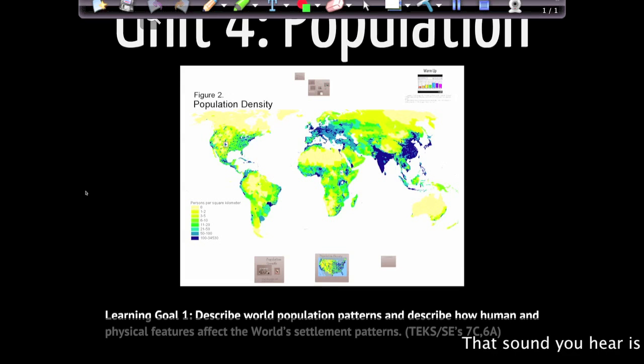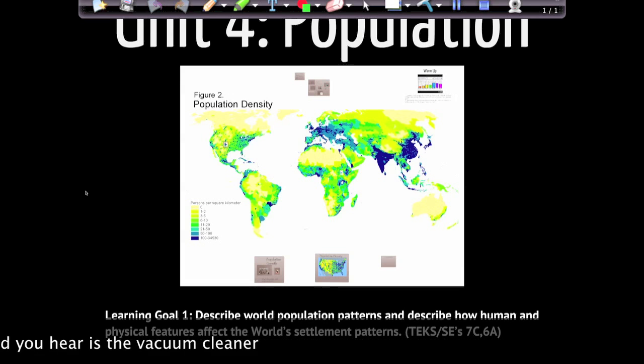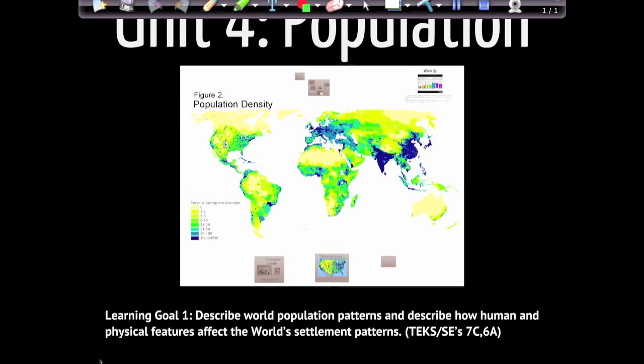Alright, so in today's video I want to talk about population and give us a general overview of what we've learned in this unit. So we're going to start with Learning Goal 1. Learning Goal 1 states, describe world population patterns and describe how human and physical features affect the world's settlement patterns.